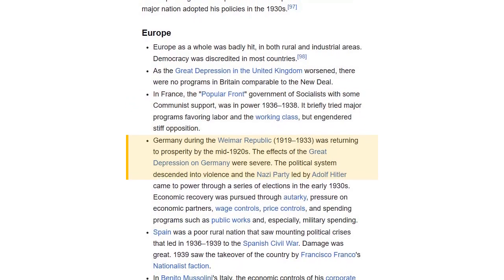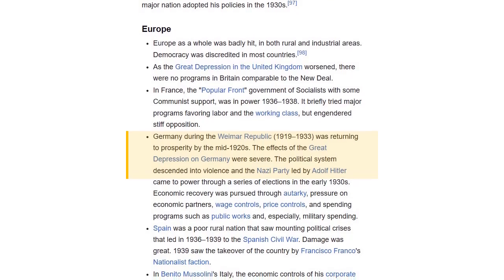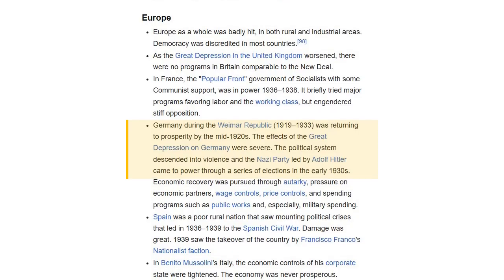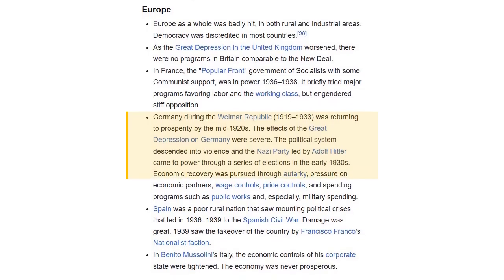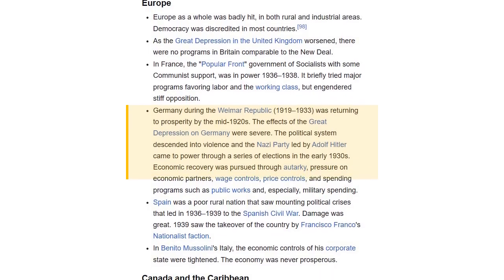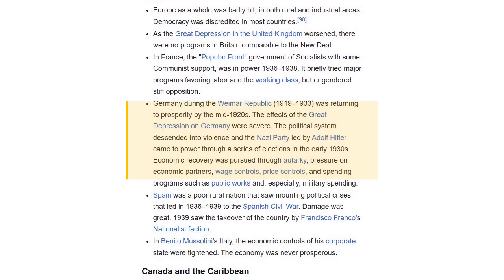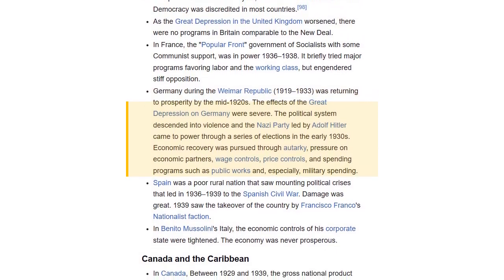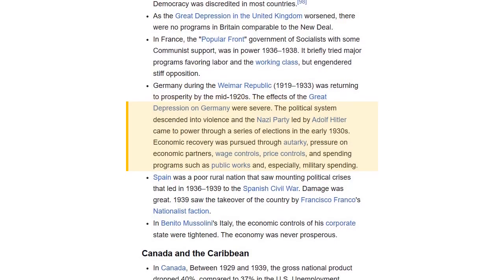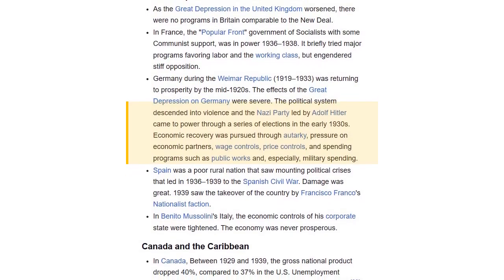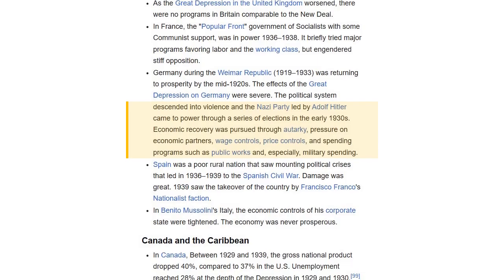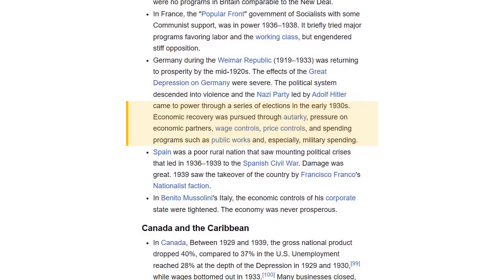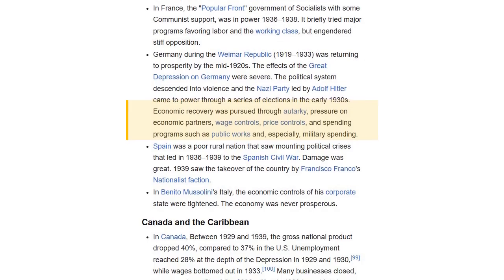Germany during the Weimar Republic, 1919-1933, was returning to prosperity by the mid-1920s. The effects of the Great Depression on Germany were severe. The political system descended into violence, and the Nazi Party led by Adolf Hitler came to power through a series of elections in the early 1930s. Economic recovery was pursued through autarky, pressure on economic partners, wage controls, price controls, and spending programs such as public works and, especially, military spending.